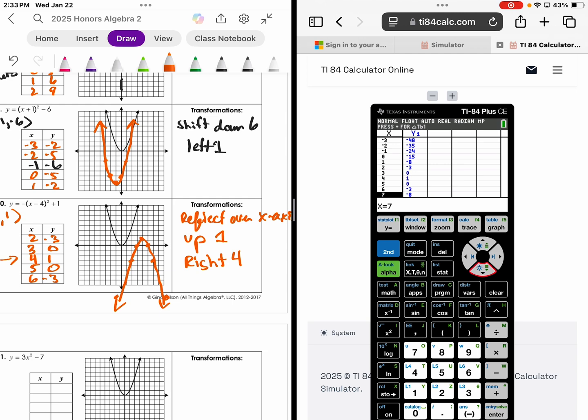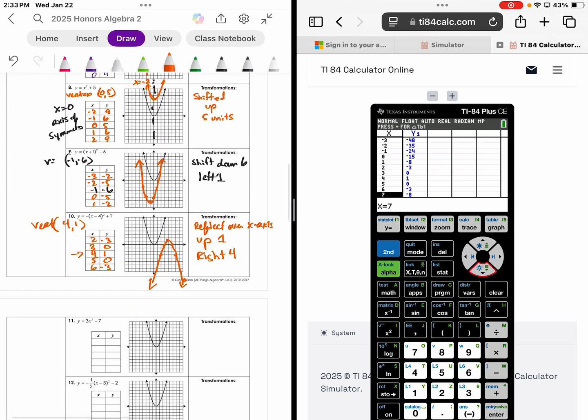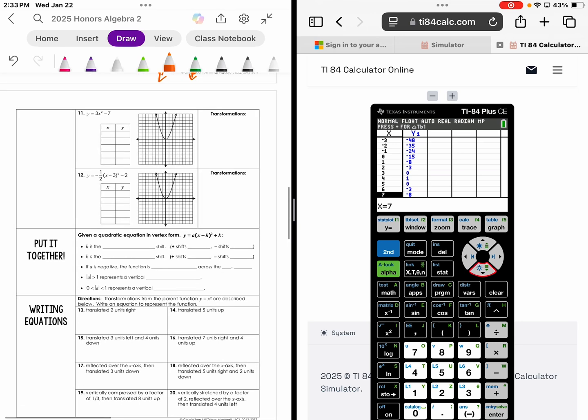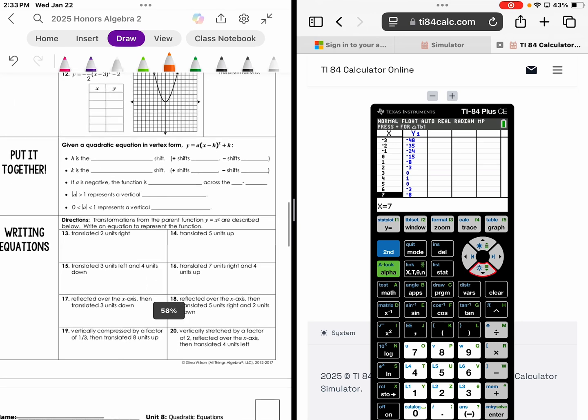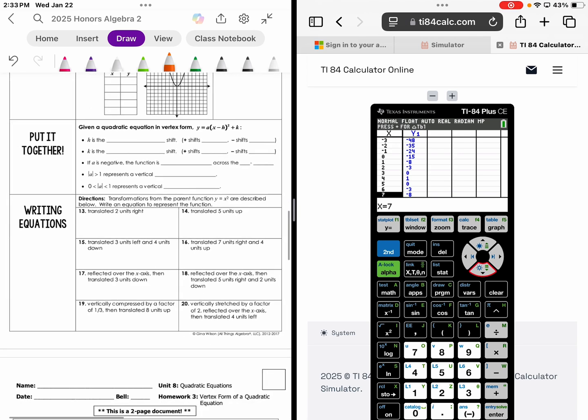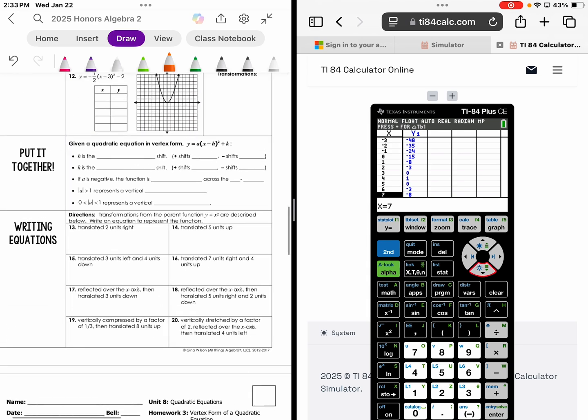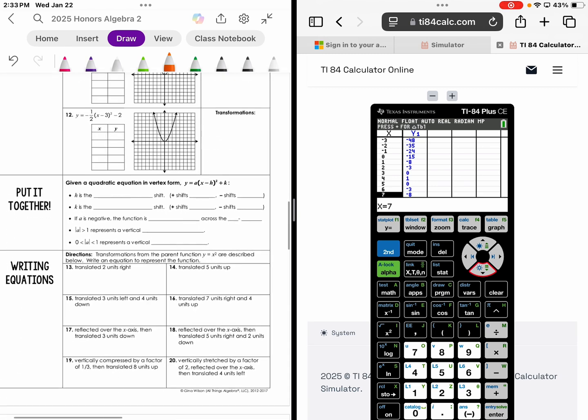Looks pretty good to me. All right, we'll save the next two, 11 and 12. Let's go ahead and wrap this up because we do have to do some of these writing equations. Those bottom ones are just extra practice. We don't have to do them. I always load a bunch of extra.